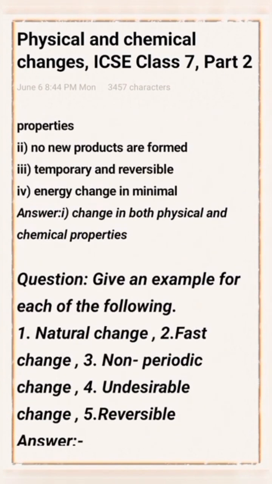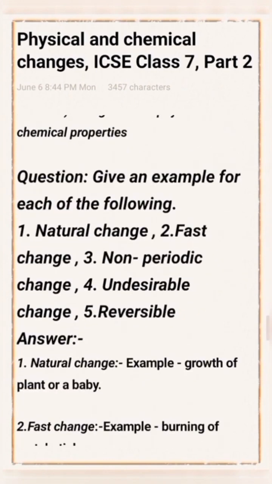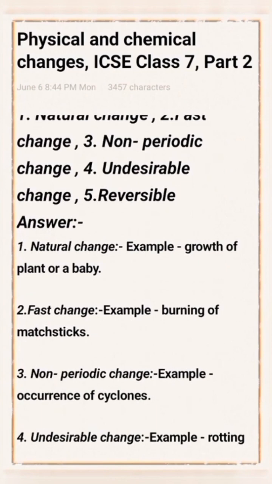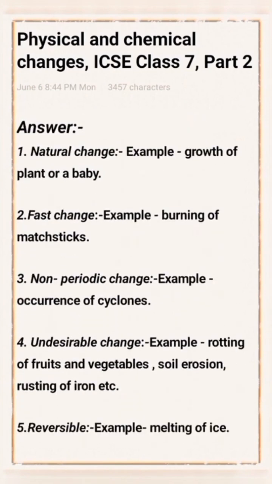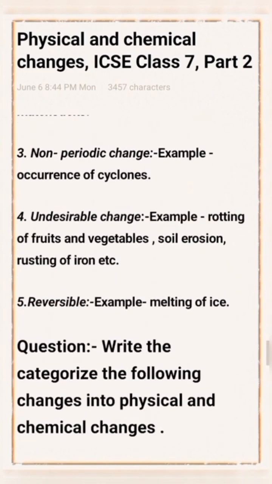Okay. Next question pattern, give an example for each of the following. Number 1, natural change. Example, growth of a plant or a baby. Example of fast change, burning of matchstick. Example of non-periodic change, occurrence of cyclone. Next, example of undesirable change, rotting of fruits and vegetables, soil erosion, rusting of iron, etc. Example of reversible change, that is melting of ice.